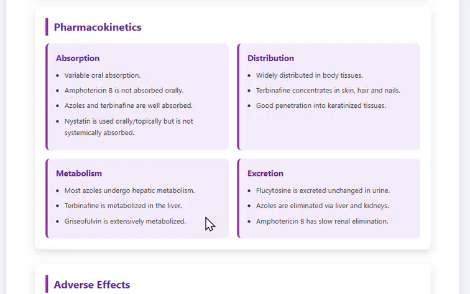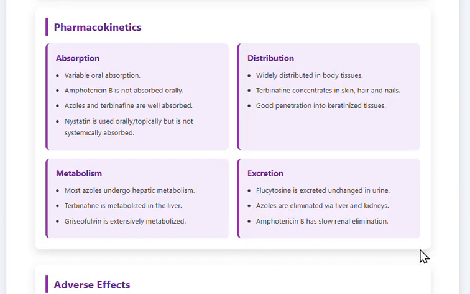Terbinafine is well absorbed after oral administration. It accumulates in skin, hair, and nails, where dermatophytes commonly grow. This explains why terbinafine is one of the preferred oral drugs for onychomycosis, or fungal nail infections. Finally, flucytosine. This drug is excreted primarily through the kidneys. In patients with renal impairment, the dose must be adjusted to prevent toxicity.